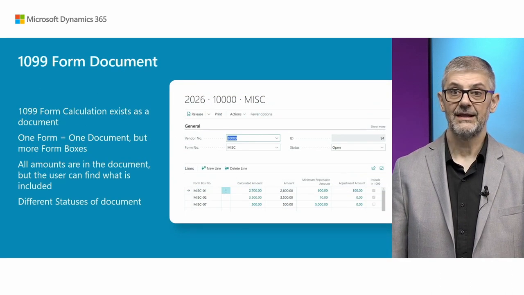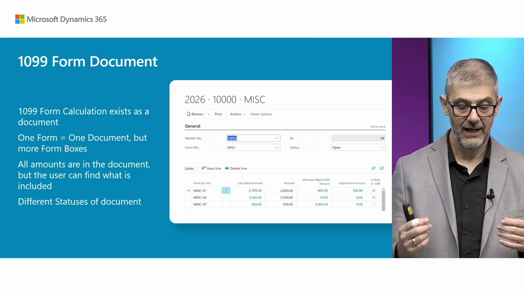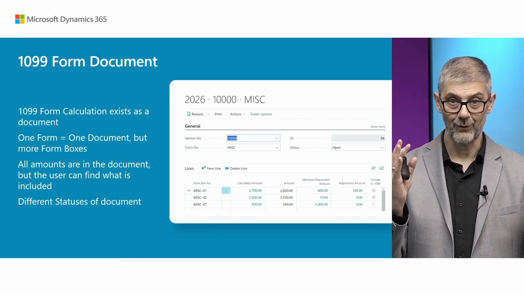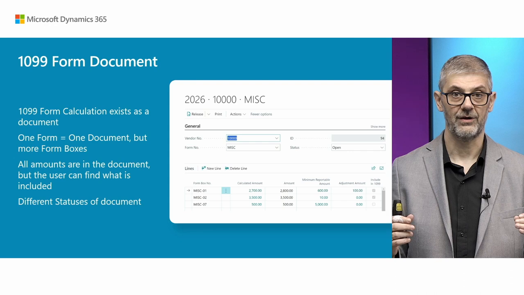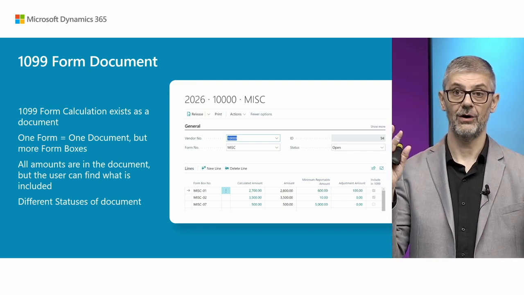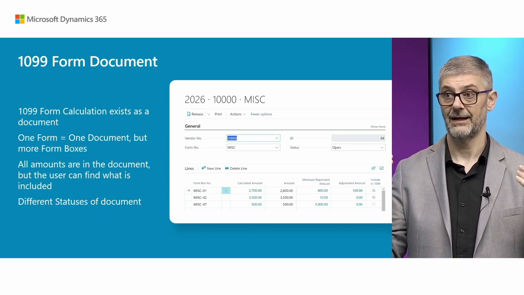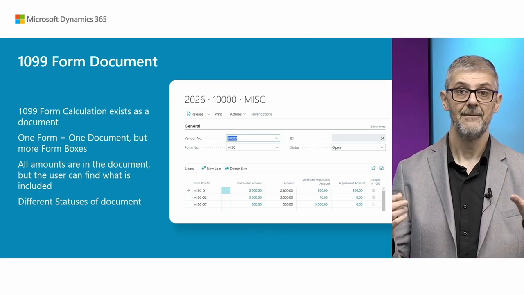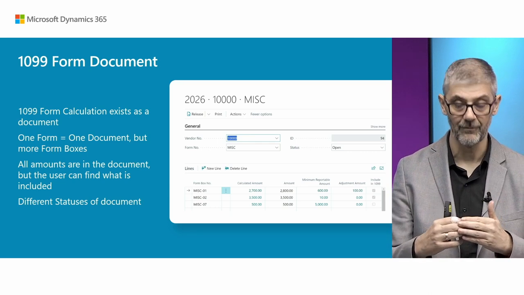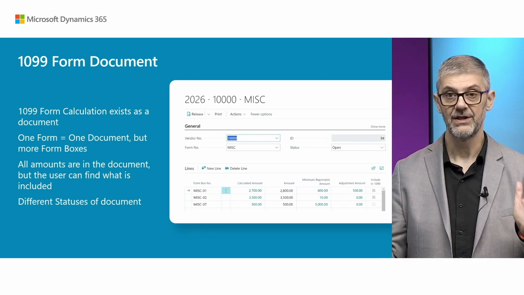And then the 1099 document. You can see an example of this document now. As I said, we have a header and we have lines. This exists as a document. What is important to remember? One form is one document, and you have more form boxes. For example, you have miscellaneous, and for this form it can be only one. You cannot have, for example, NEC and miscellaneous in the same document because there are different form types for printing. But one document is for one form, but you can have more different form boxes, as form boxes can have different amounts, reportable amounts, and so on. So this is important to remember.